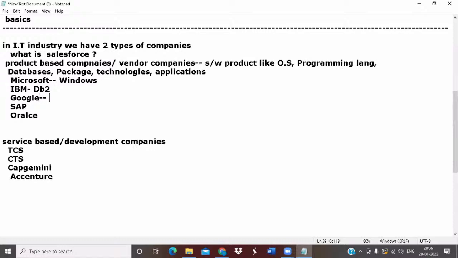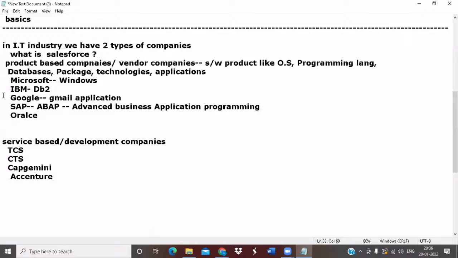Like that, Google company developed one of the applications called Gmail. Gmail is an application which is developed by Google company. Like that, SAP company developed one of the programming languages called ABAP. It stands for Advanced Business Application Programming. It is the proprietary language of SAP company, a programming language just like Java. Like that, Oracle company developed one of the database products called Oracle. In case of Oracle, company name and product name both are the same.